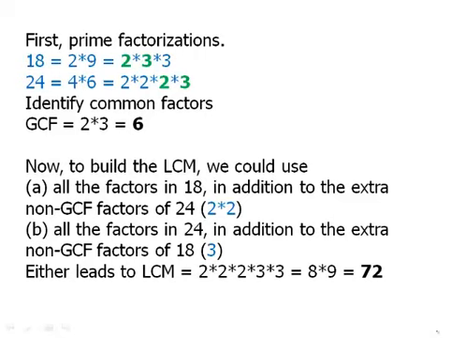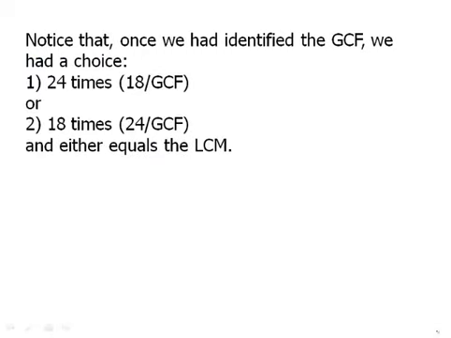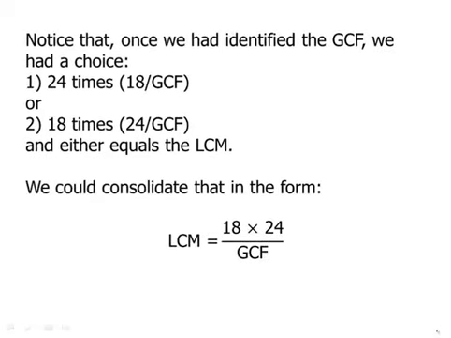So to make clear this choice, this is a very important choice, we had a choice either to do 24 times whatever 18 divided by the greatest common factor is, or we could do 18 times whatever 24 divided by the greatest common factor is. And either equals the least common multiple. Very interesting. We could consolidate that in the form least common multiple equals 18 times 24 over the greatest common factor.